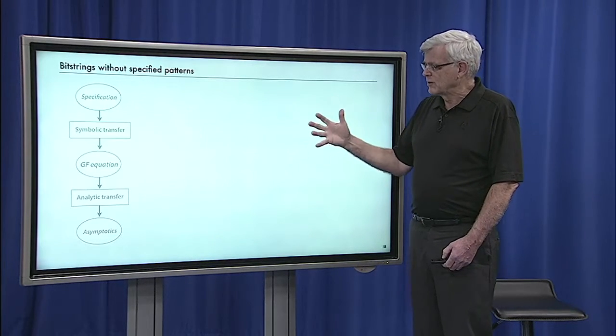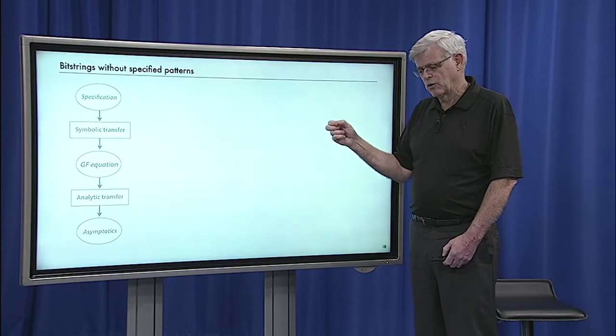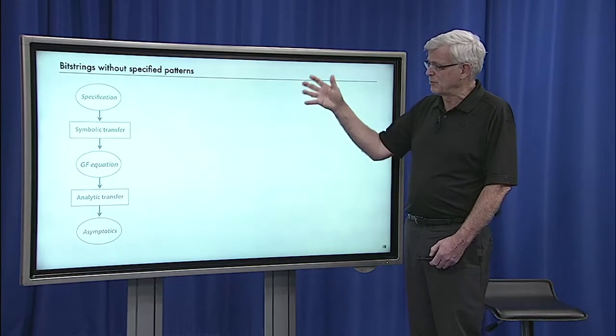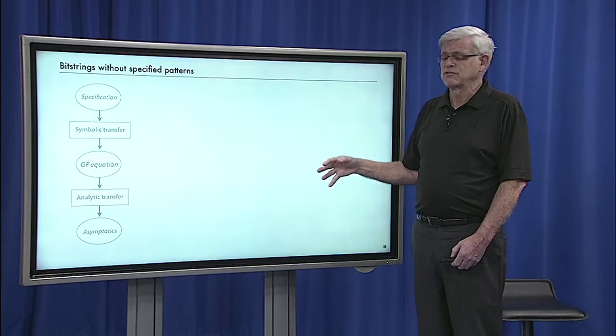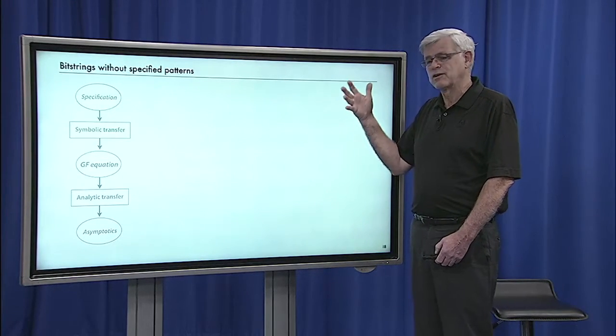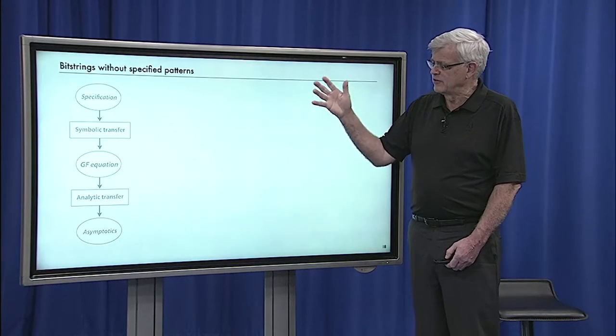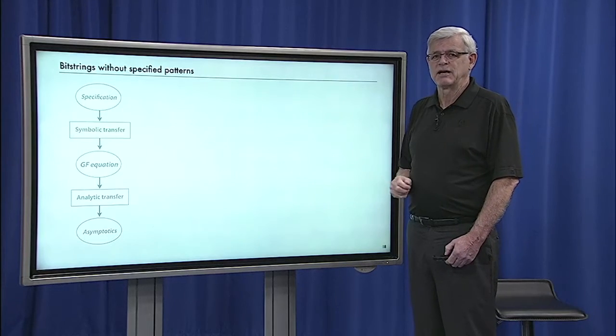So that's an introduction to the use of the meromorphic transfer theorem as a part of analytic combinatorics to immediately derive asymptotic results for interesting practical combinatorial classes, directly getting to accurate asymptotic results.